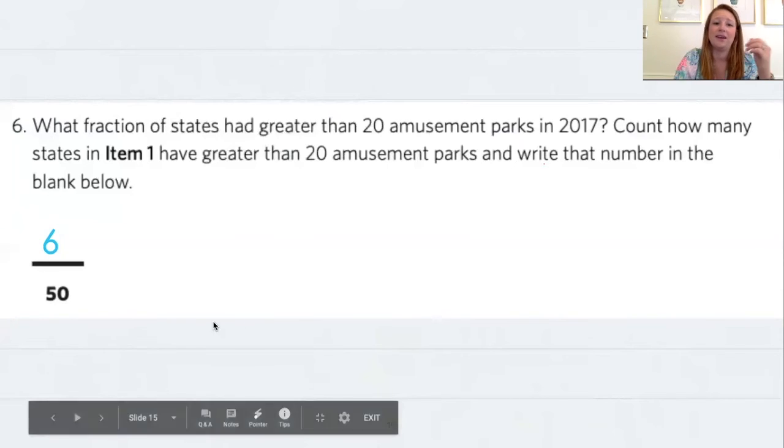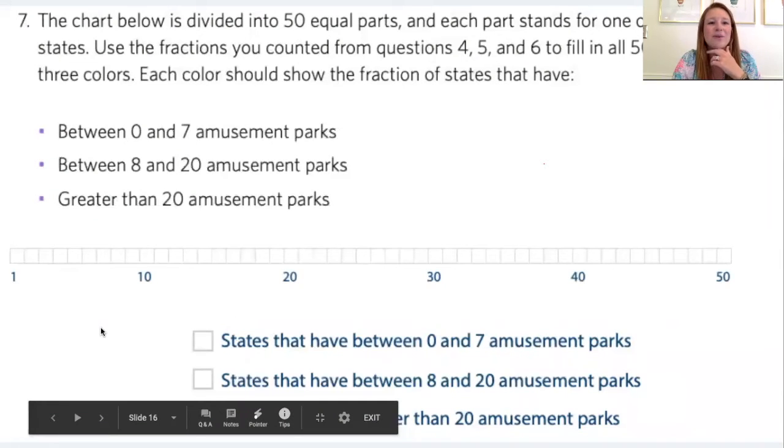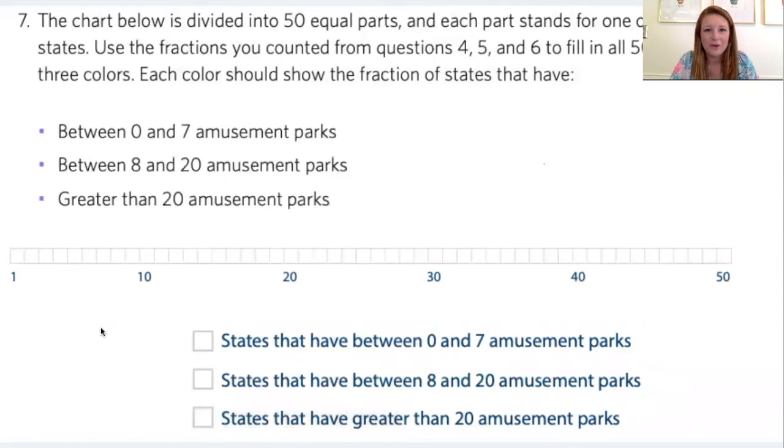All right, now what we're going to do is shade in our chart, and create a visual model for this fractional relationship that we've been talking about. It says, the chart below is divided into 50 equal parts, and each part stands for or represents one of the 50 states. Use the fractions you counted from questions 4, 5, and 6 to fill in this chart using 3 colors. Each color should show the fraction of states that have 0 to 7.